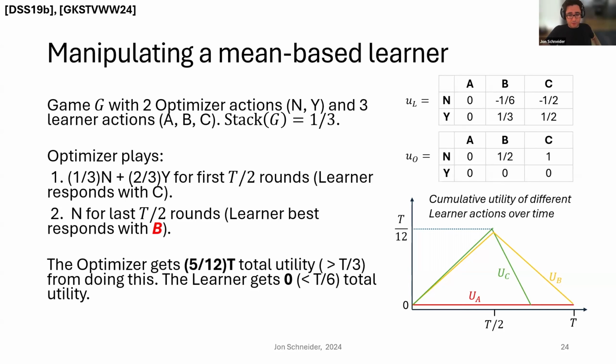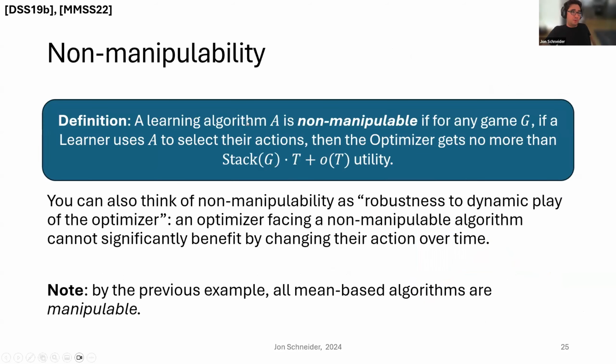But anyways, here's one example where the learner maybe preferred to do something different aside from playing a mean-based learning algorithm. So let's try to characterize this a little more formally. We're going to characterize the notion of non-manipulability for learners. We'll say that a learning algorithm is non-manipulable if for any game G, if a learner uses this learning algorithm to select their actions, then the optimizer can't benefit by doing anything strange and dynamic. The optimizer gets no more than their Stackelberg value per round.